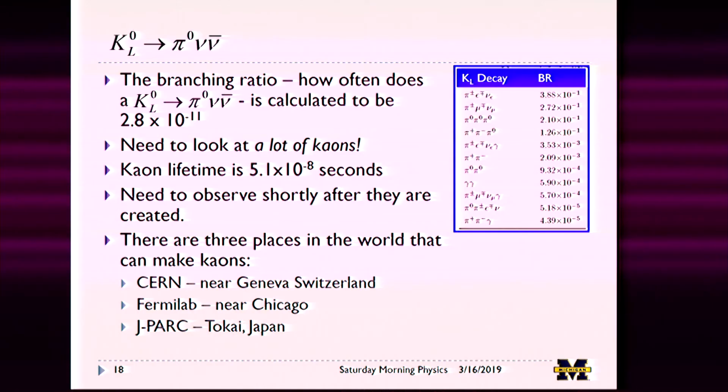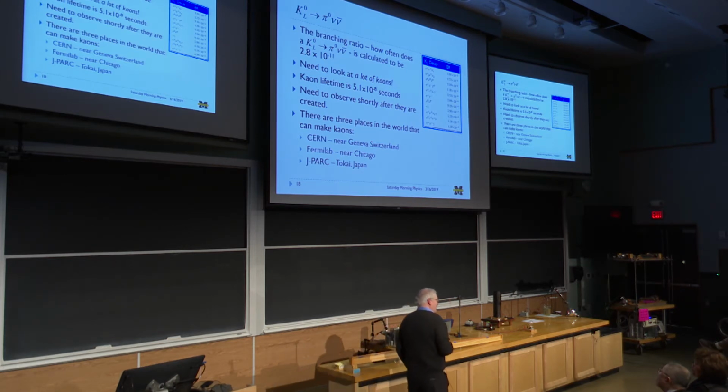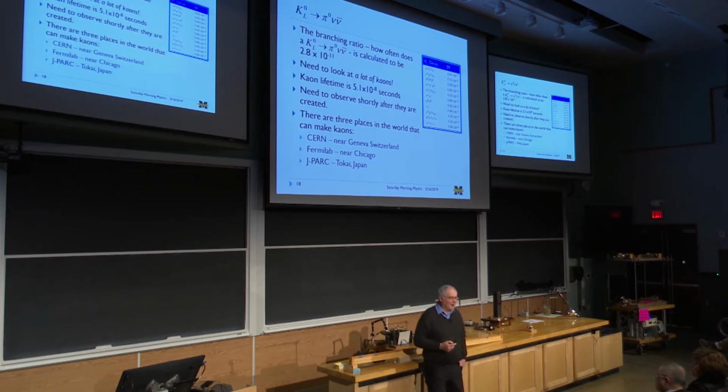So if we calculate how many times it will go this way, it should be 1 out of 3 times 10 to the 12 kaons. So we need lots of kaons. We need billions and billions and billions, 1,000 billion kaons. Here's what the branching ratio is for the other ways the kaon decays. So we need to look at a lot of them. And these kaons only live for 5 times 10 to the minus 8 seconds. That's not very long, so you better look quick.